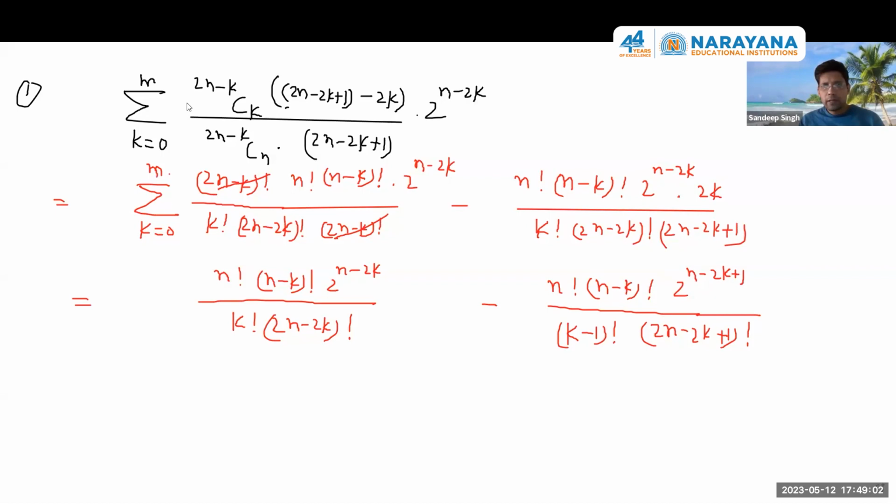Now, what is this form? In terms of k, basically we want to express. So if you want to express in terms of k, what do you require? In place of k, what do you require actually?